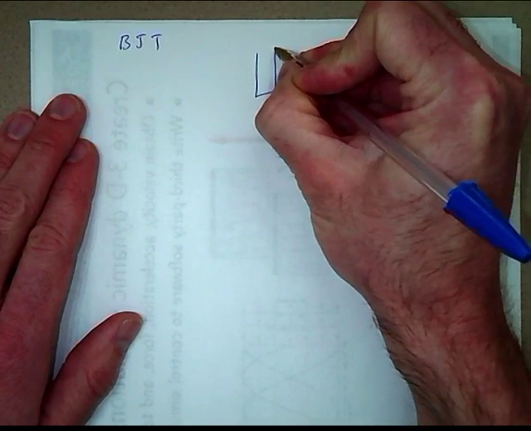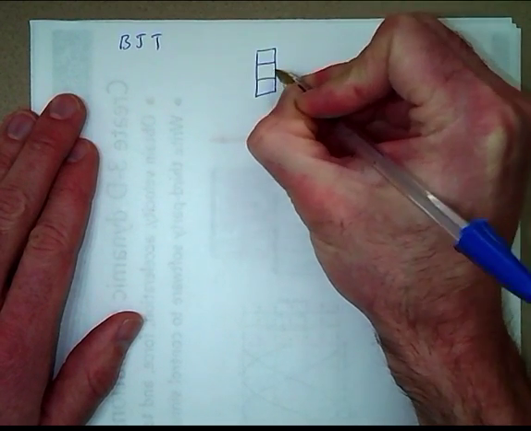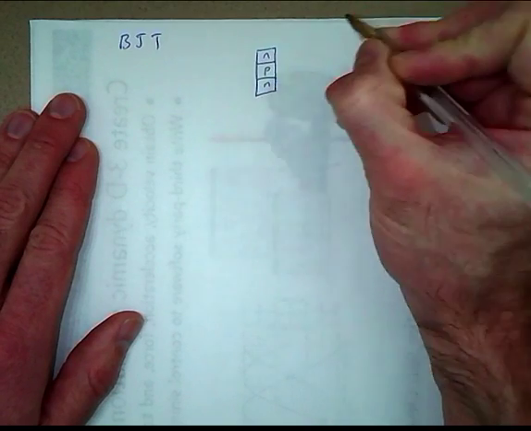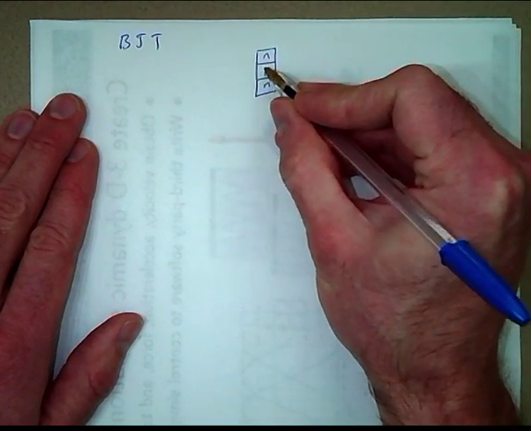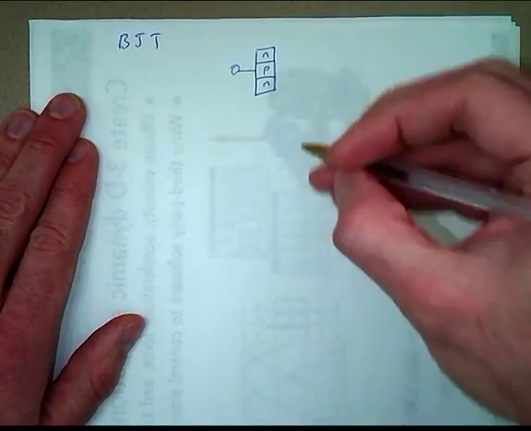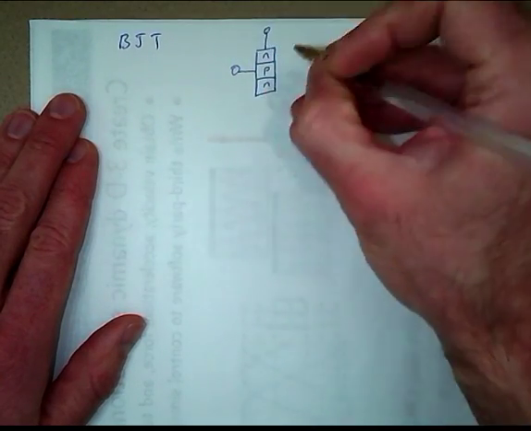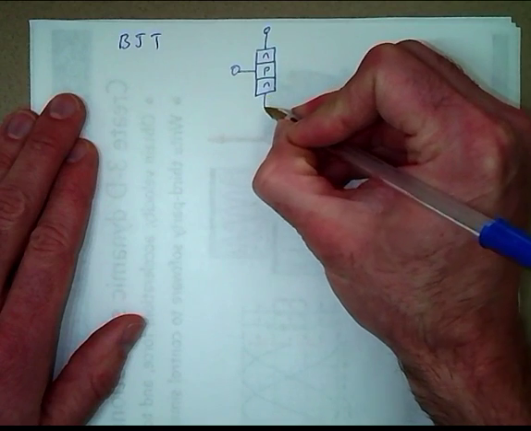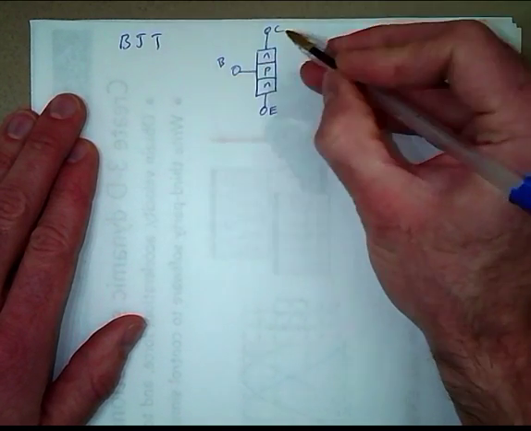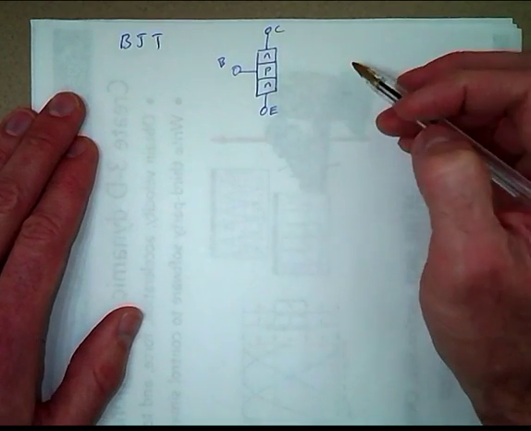So a bipolar junction transistor could look like this, where you have N-type, P-type, and N-type. So you have two PN junctions. And then there are three terminals on a transistor. For a BJT, they're called the base, collector, and emitter. So base, collector, and emitter are the three terminals.